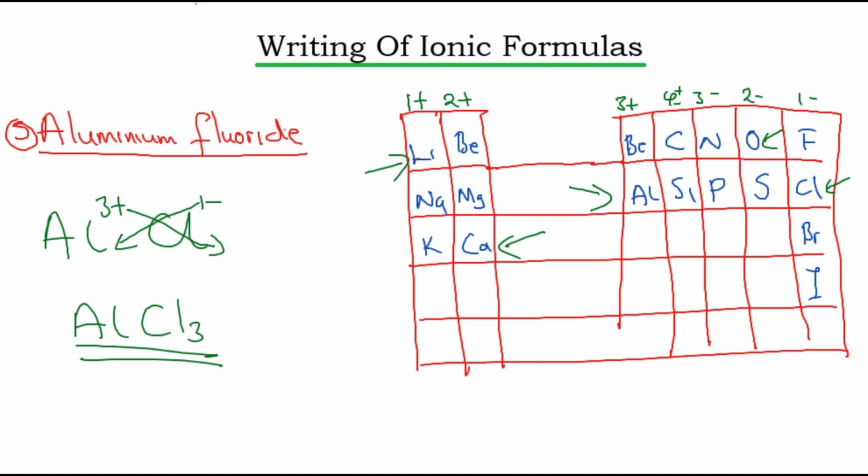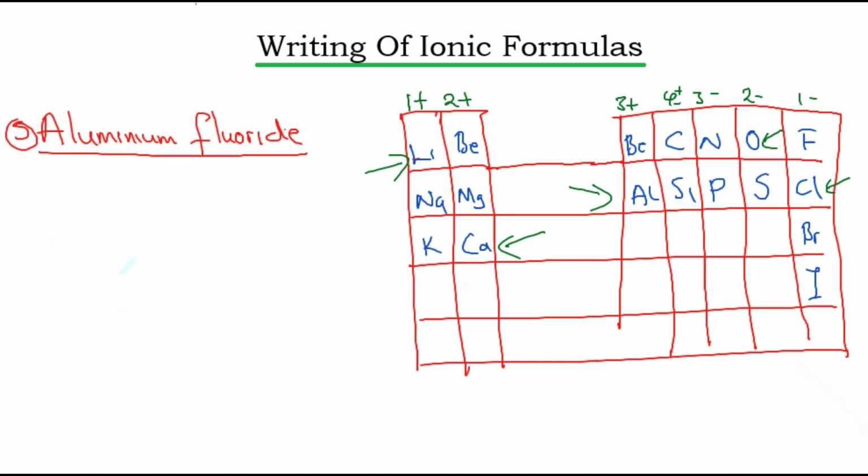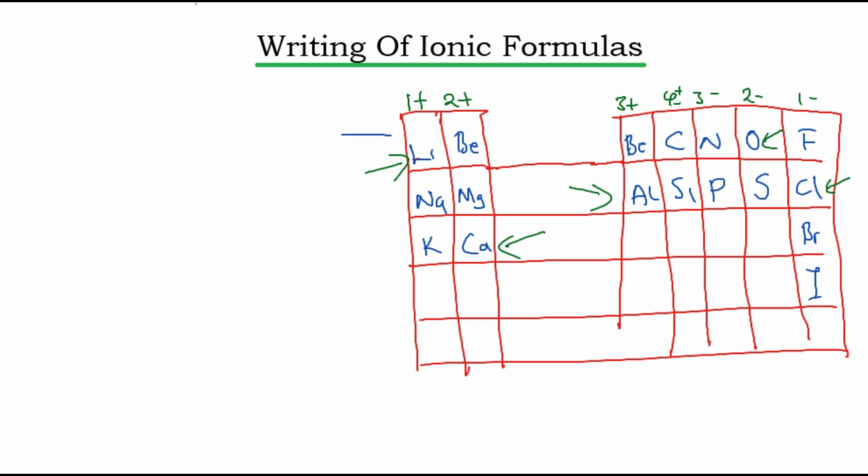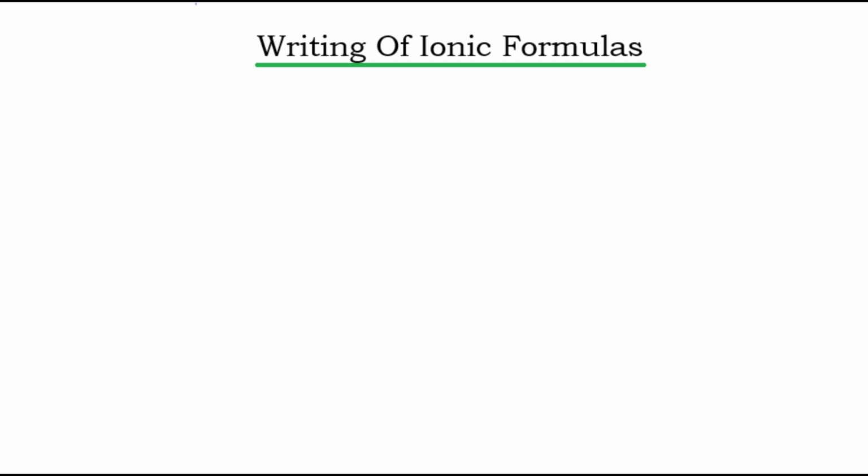Okay. So if you've noticed something, we have just been looking at metals that are in these columns. First column, second column, and this column, which is called the group 3 column, this one here. What about elements in the middle section here? They are called transition elements. So what about those metals? So we are going to look at ionic formulas using transition metals in the next video.